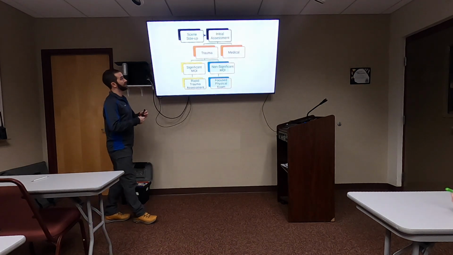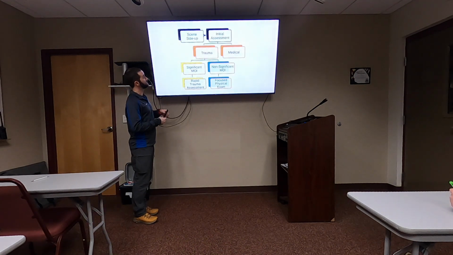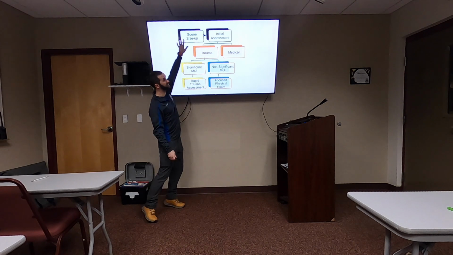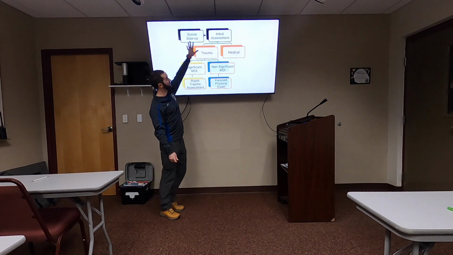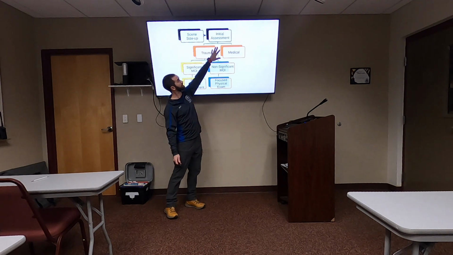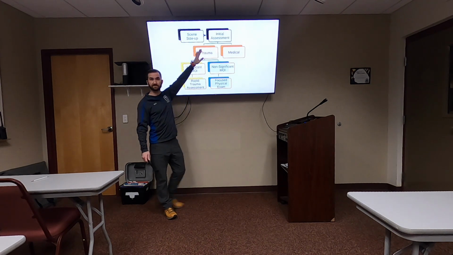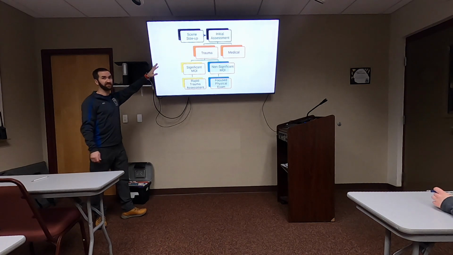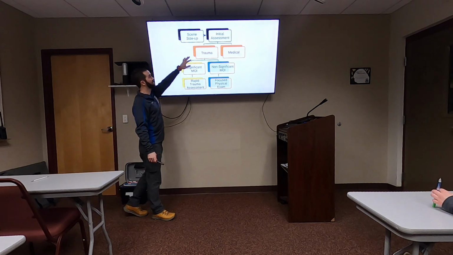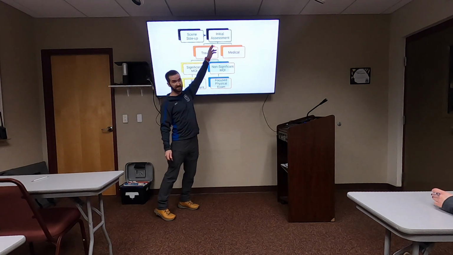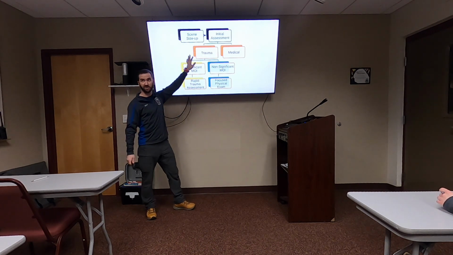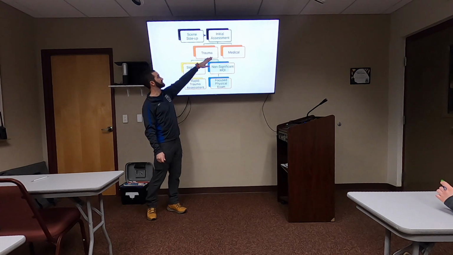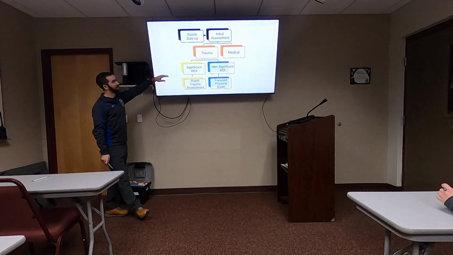So we're going to look at this flowchart style. We do our scene size up, we make sure that we're not going to die, we make sure our crew's safe, the patient's not in initial danger. We do our initial assessment, so we're checking for our general impression, level of consciousness, and our ABCs. And at that point we should know whether we're dealing with trauma or medical. And so we'll go down one of these branches here.